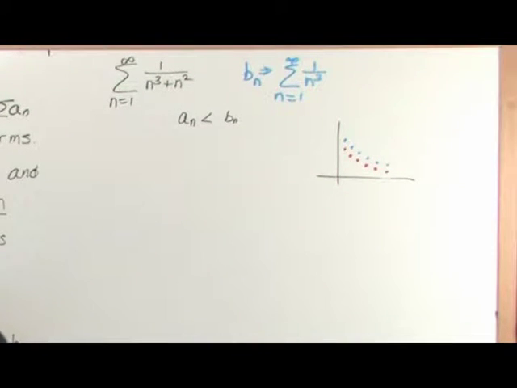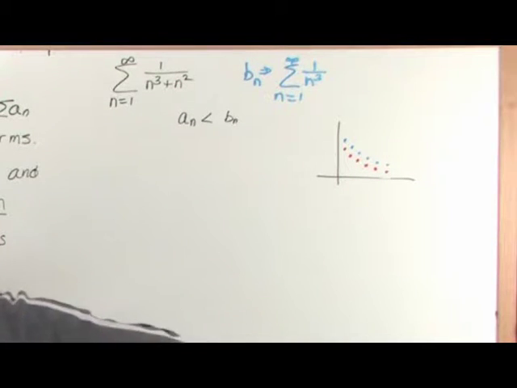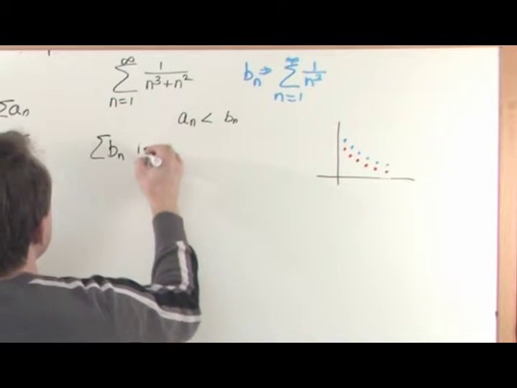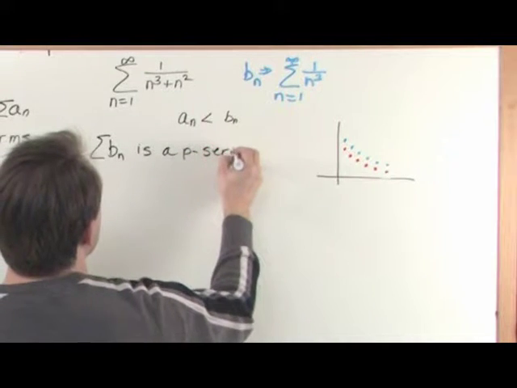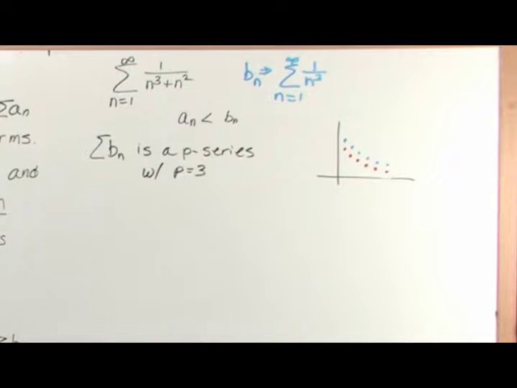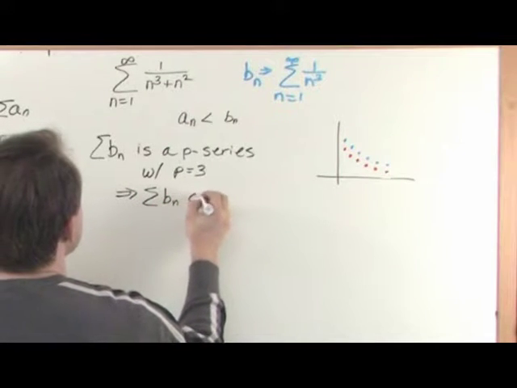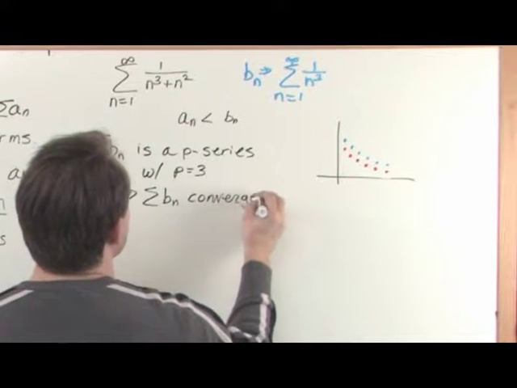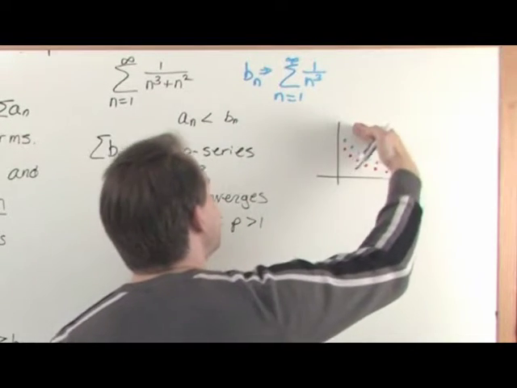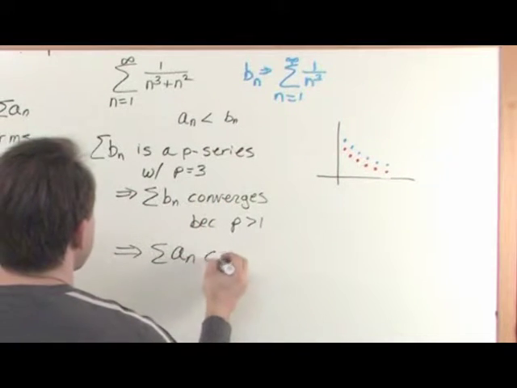How does b sub n work? Well, look at it here. It is a p series, 1 over n to the third power. So what you would say on your test is b sub n is a p series with p equal to 3. And notice if you go back to the p series, if p is greater than 1, then we know that b sub n converges, because p is greater than 1. And because b converges and because b is on top, it squishes a sub n, so we have proven by the comparison test that a sub n also converges.